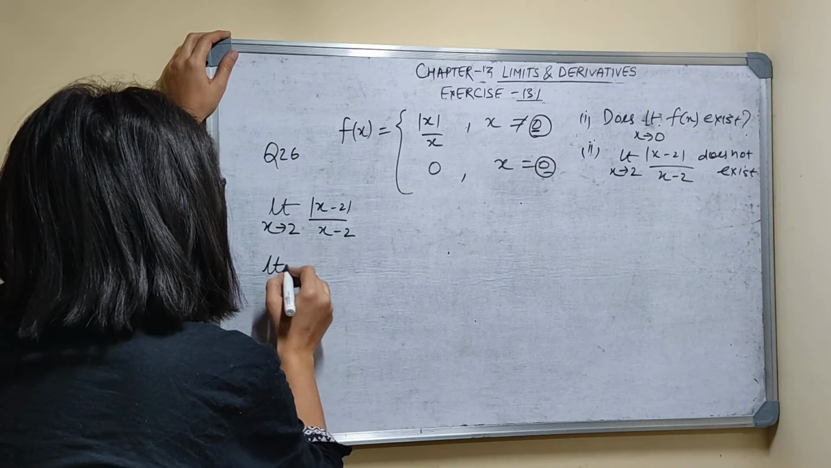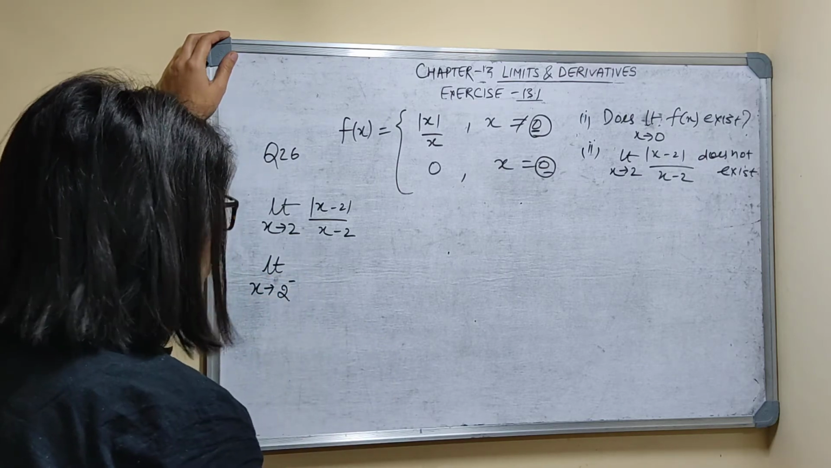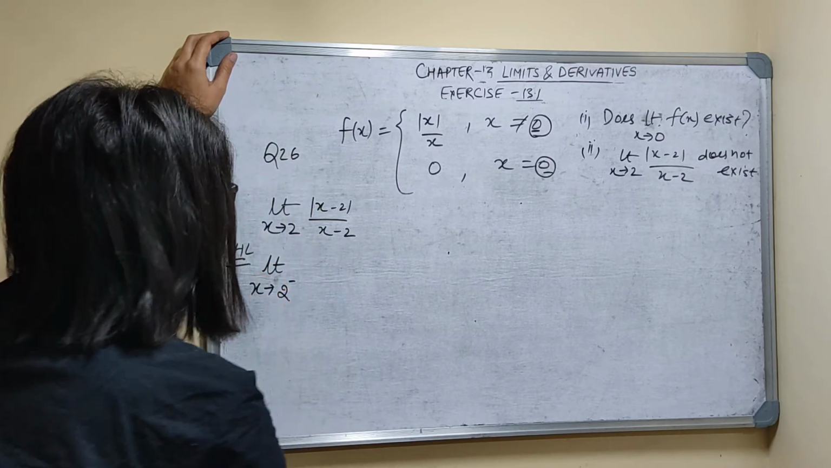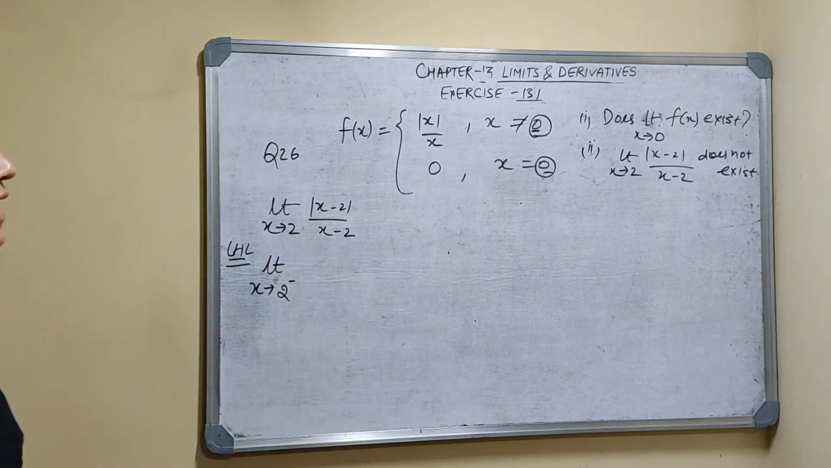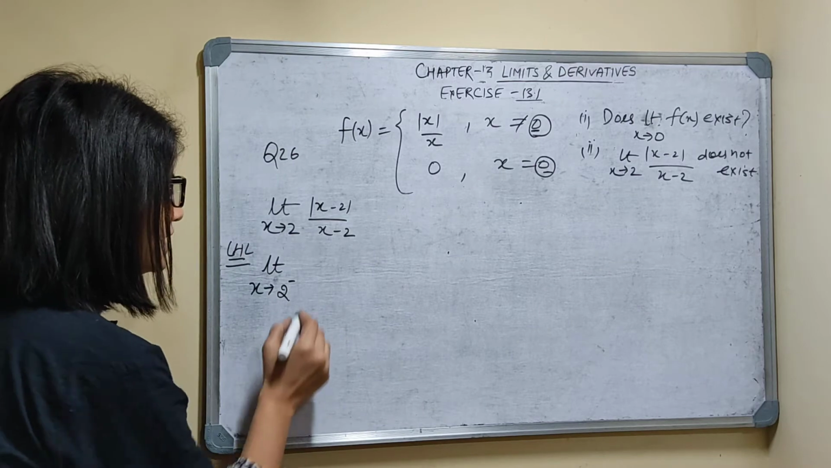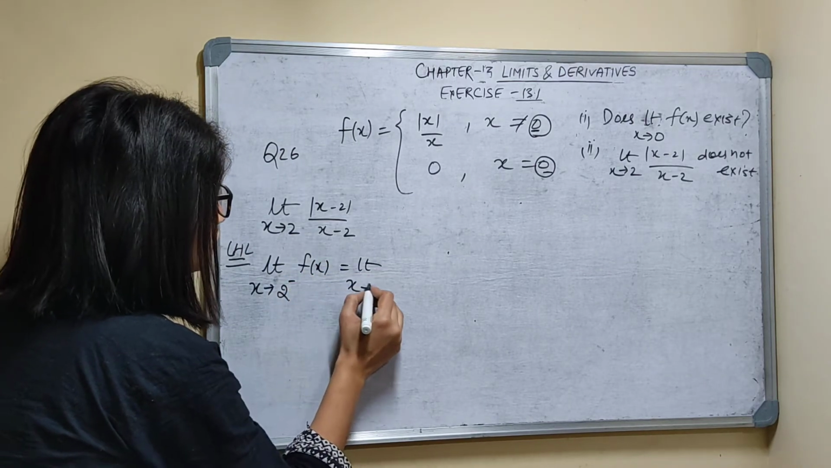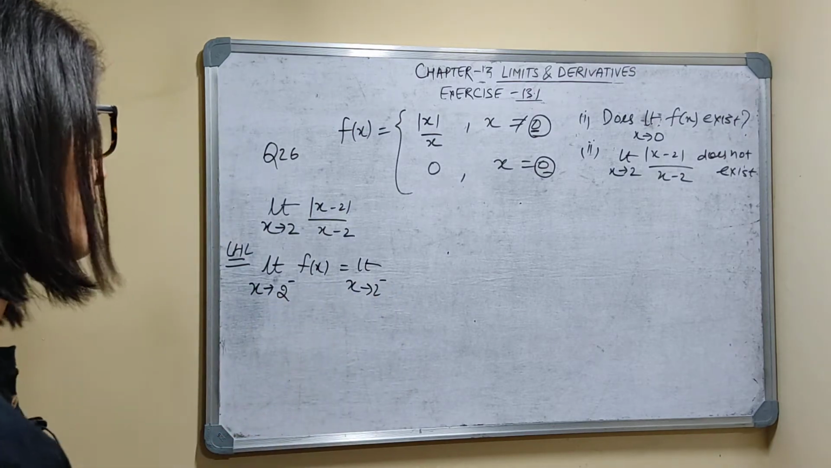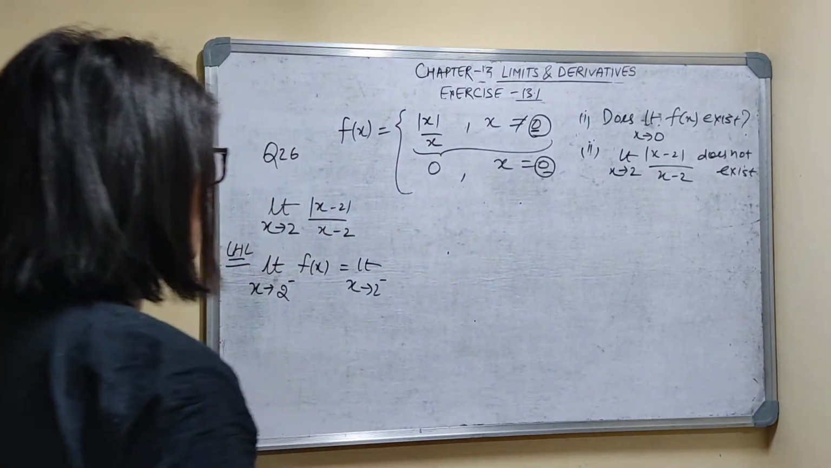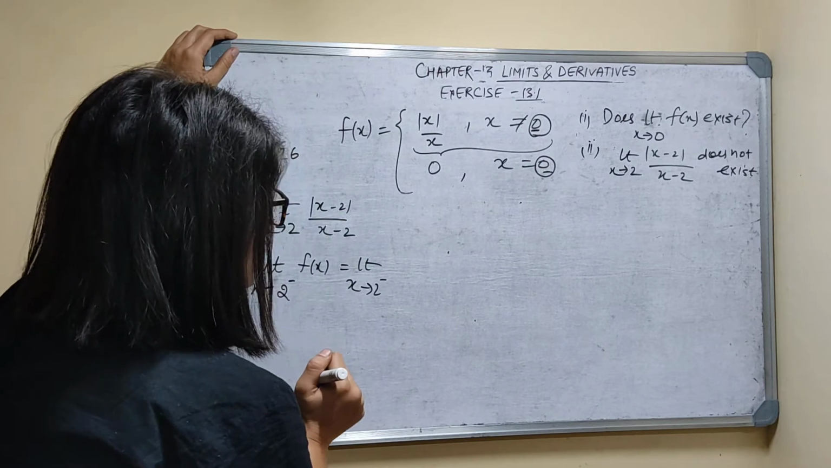So I have to find the limit as x tends to 2 minus, which I am doing for the left hand limit. We have to show that it does not exist. The limit as x tends to 2 minus of f(x) is equal to the limit as x tends to 2 minus. Only one function is there, this you have to choose. 2 minus means less than 2.